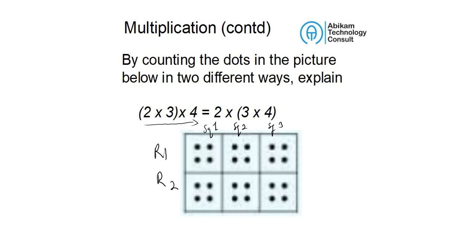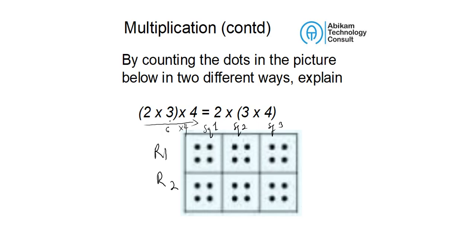How many squares? 1, 2, 3, 4, 5, 6. So 2 times 3 will give us that. But then we also realize that inside each square, we have 4 dots. So to get that, it means the total number of squares multiplied by 4 will give us the number of dots we have, which is 6 times 4, and that is 24. That's one way of counting it.